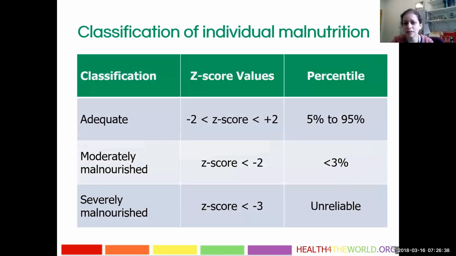So classification, I've talked about Z-score. Adequate is between -2 and 2, on a bell-shaped curve. Moderate is between -2 and -3, or less than 3rd percentile. Severely malnourished is a Z-score less than -3. And I see a lot of these kids here as well. Percentiles become unreliable, and that's where you really depend on Z-scores to be able to track change, because percentile is just going to remain like 0.01 to 0.02, and you don't know what to make of that. But if you can really see an improvement in Z-score, then that's very helpful.